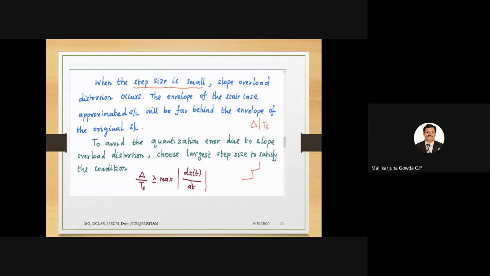So here, what I wanted to say is when the step size is small, the slope overload distortion will occur, because you have understood that when there is a fast change in the input signal, if the step size is small, it will not be able to track or follow that change in the input signal, right? Because of that, there will be a lot of gap between the original analog input signal and this approximated signal. That is how the slope overload distortion will occur. Is this point clear?